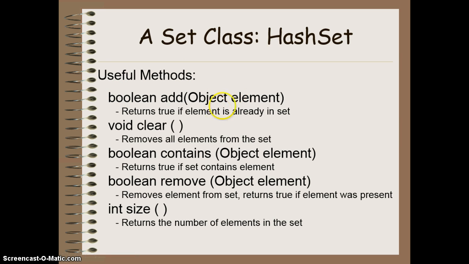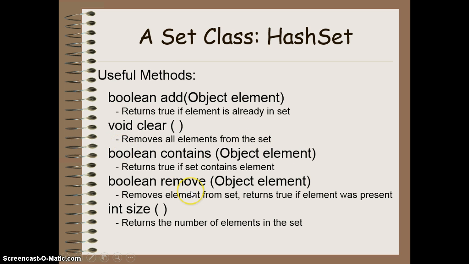So if the element is already in our hash set, it's going to return true. If it is not in the hash set, it will return false. I can use clear, which is going to remove all elements from my set. I can check to see if my hash set contains a particular element. If that element is in there, it will return true. If it is not, it will return false.